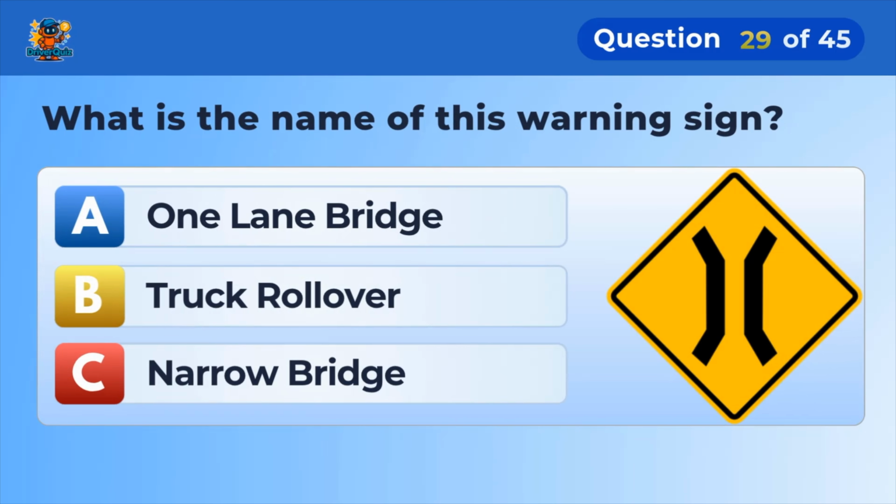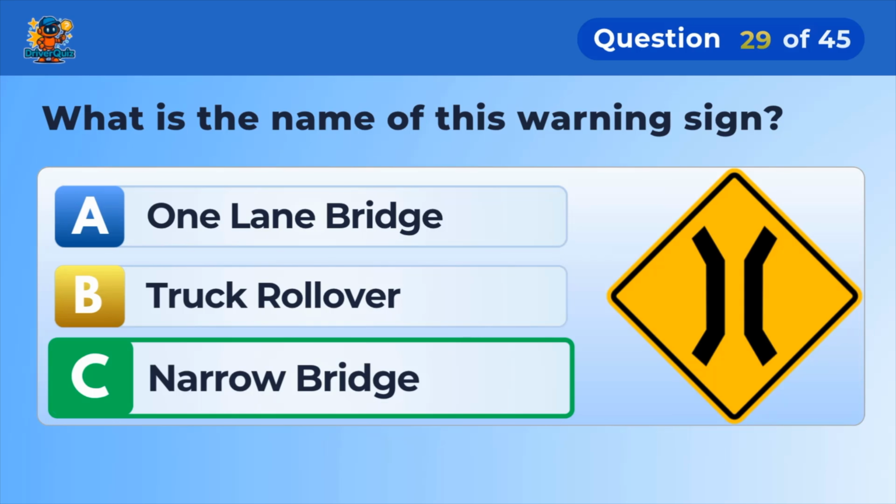Question 29. What is the name of this warning sign? A. One-lane bridge. B. Truck rollover. C. Narrow bridge. Correct. It's the narrow bridge sign.